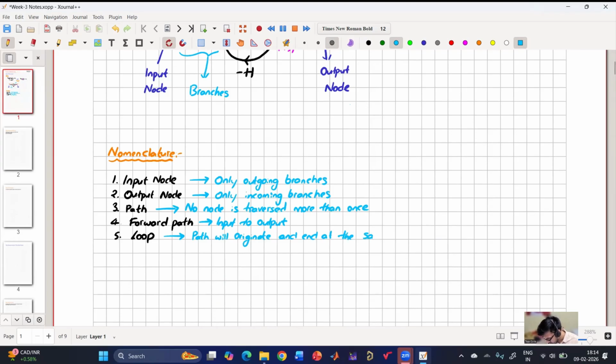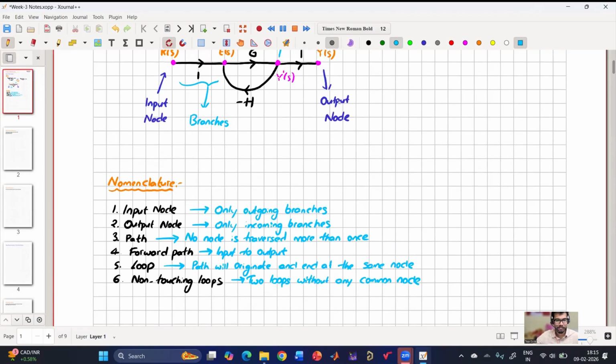Now the last nomenclature, non-touching loops. Non-touching loops means there are two loops and they are not touching each other. Not touching each other means there is no common node. So two loops without any common node.